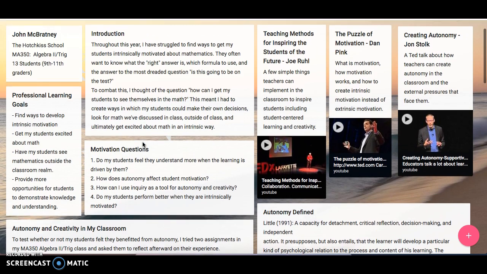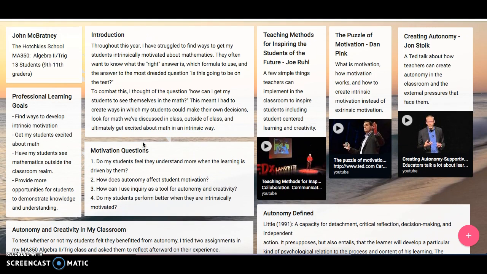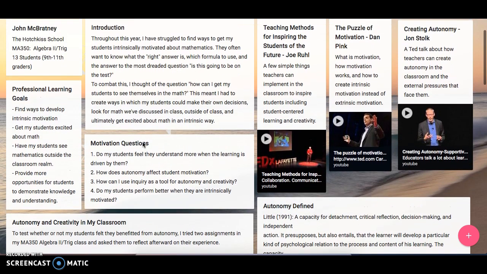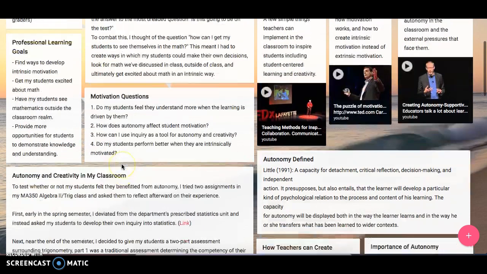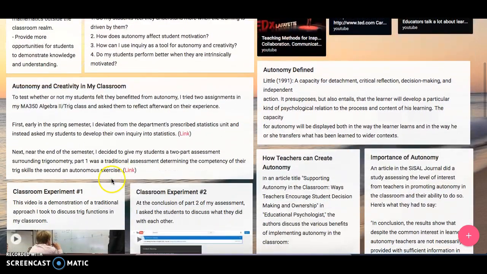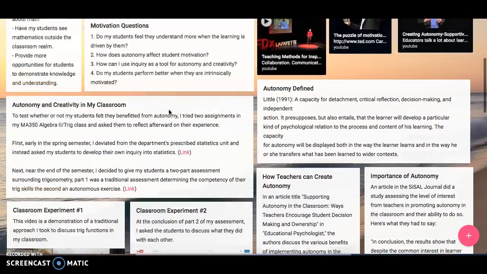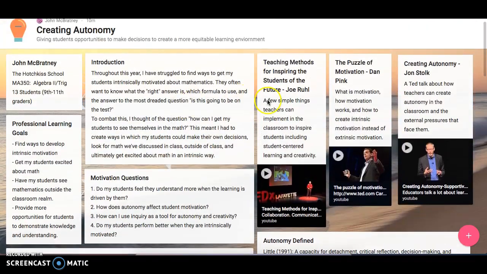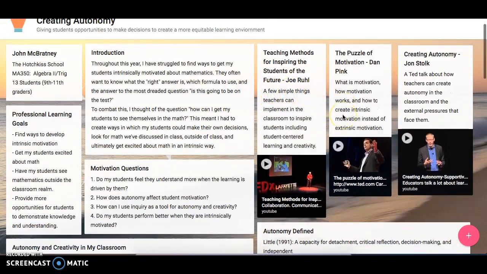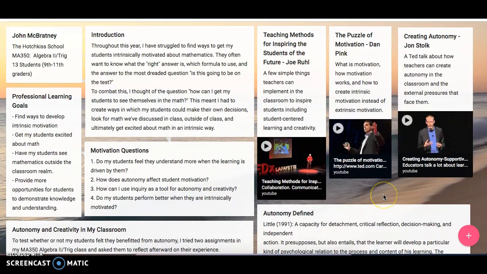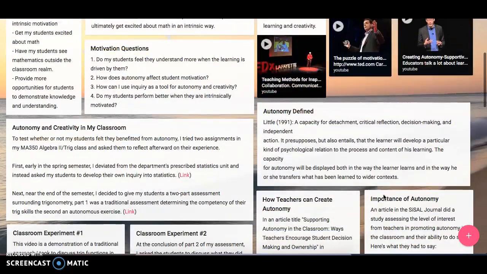So the Padlet project I have here laid out, the left side of the screen is what I did with my class specifically. So going through my professional learning goals here, my motivating questions, how I'm defining autonomy and creativity in my classroom, what that looked like. And then on the right side of the page, I have put basically the research that I did and the supplementary materials that I've been using.